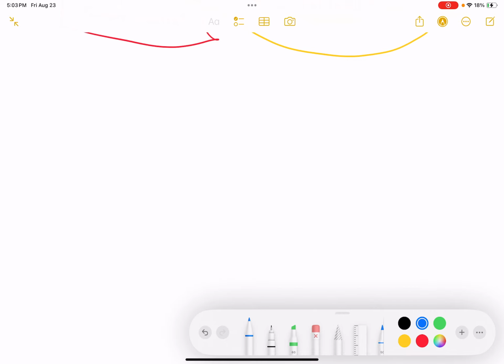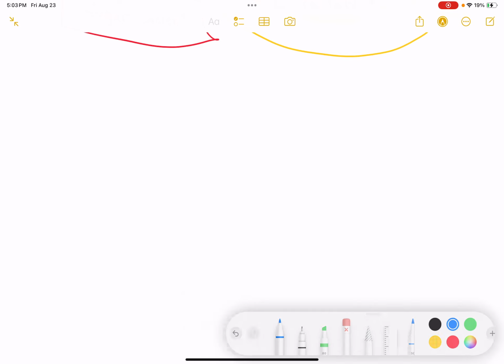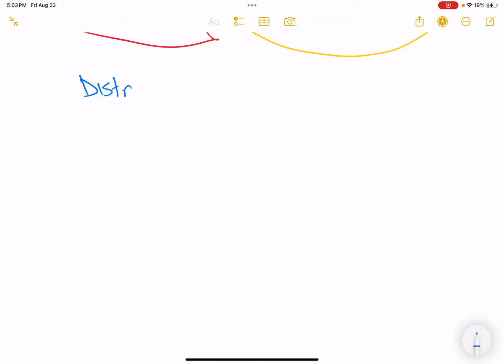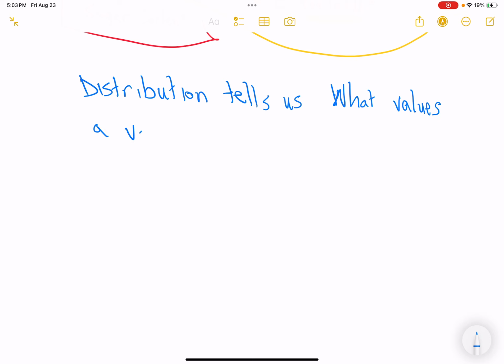Okay, so we understand this stuff pretty well right now. And the last thing I want to toss your way is this idea of distribution, because we use that word a lot. Distribution tells us what values a variable takes and how often it takes them.